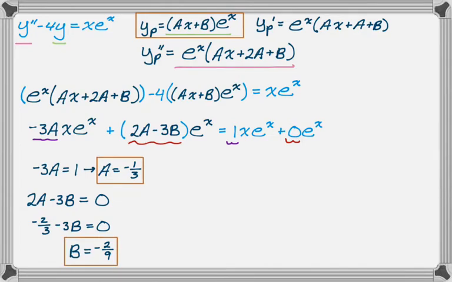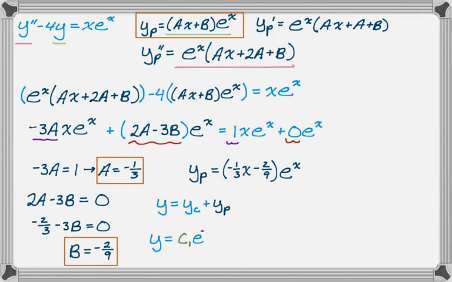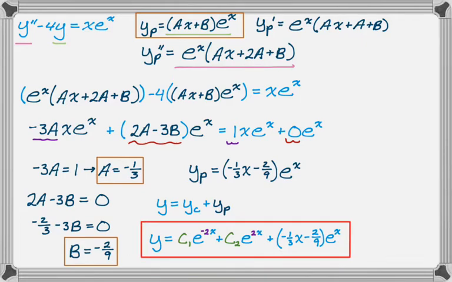So I've got these three things. So let's write y sub p. We get this, just subbing for a and b. And then if we remember, the overall solution to this is going to be y sub c plus y sub p. And y sub c we found a long time ago. So it's c1 e to the negative 2x. Remember, that's the solution to the homogeneous version of the differential equation. And so it's y sub c plus y sub p. And we're done.